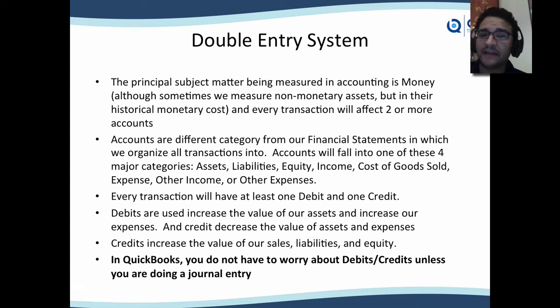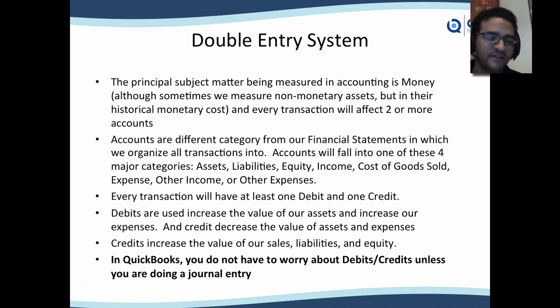Now, back to the double entry accounting system. So the double entry accounting system means that because the principal subject matter that we're measuring is money, and sometimes we also measure non-monetary assets, but we always measure them at their historical cost, every single transaction that we make, whether it's monetary or non-monetary, will affect at least two accounts. Now, accounts are different financial categories that fit into our financial statements.